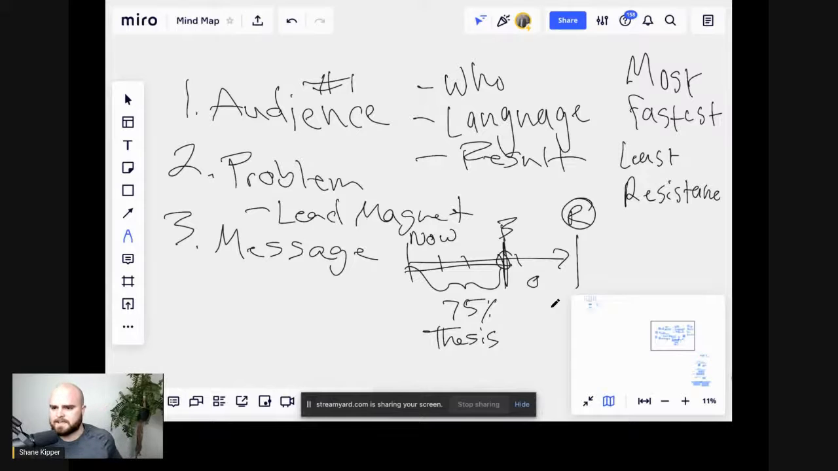The least amount of resistance. This is the piece I think I struggle with most. I can't see your name here. Oh, Lori. What's up, Lori?